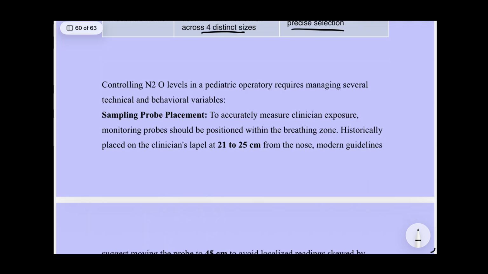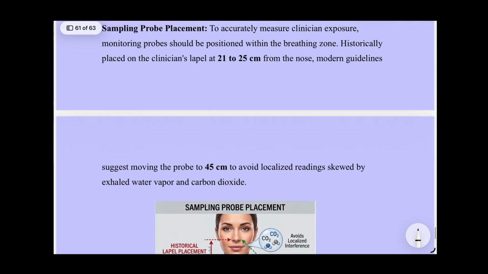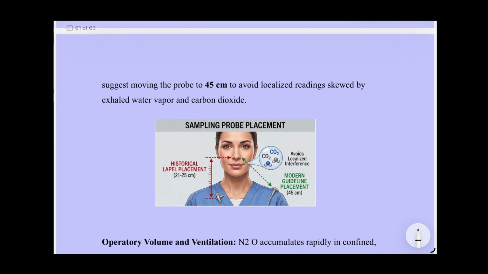Now, controlling nitrous oxide levels in the pediatric operatory requires managing several technical and behavioral variables. So first is sampling probe placement. To accurately measure clinician exposure, monitoring probes should be positioned within the breathing zone, historically placed on the clinician's lapel at 21 to 25 cm from the nose, but modern guidelines suggest moving the probe to 45 cm to avoid localized readings skewed by exhaled water vapor and carbon dioxide.